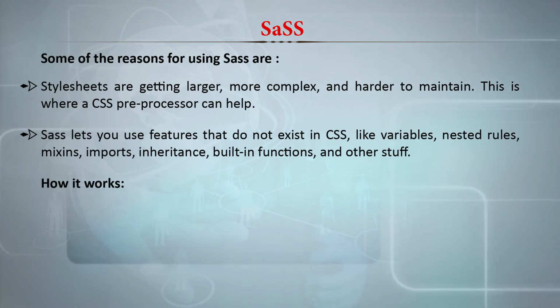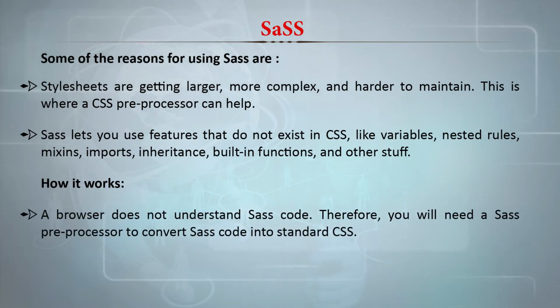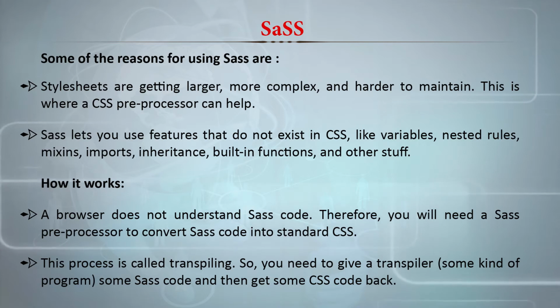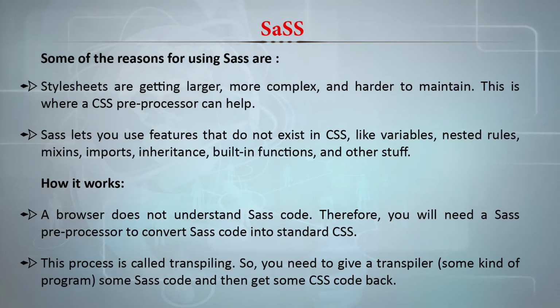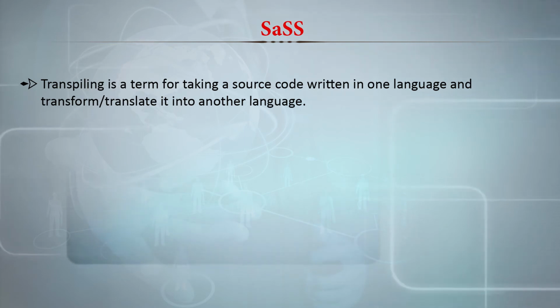And one needs to remember that a browser does not understand Sass code. Therefore, you will need a Sass preprocessor to convert Sass code into standard CSS. This process is called transpiling. So you need to give a transpiler, which is a kind of program, some Sass code and then get some CSS code back. Transpiling is a term for taking source code written in one language and transforming or translating it into another language.